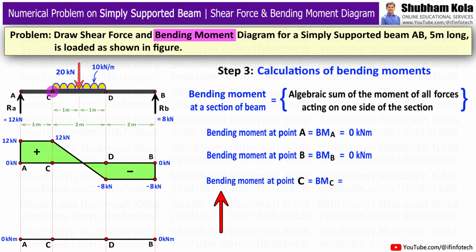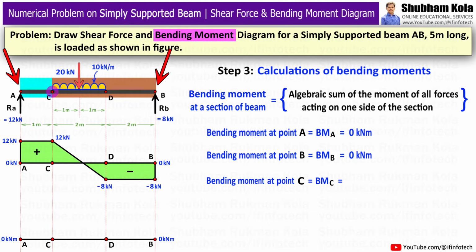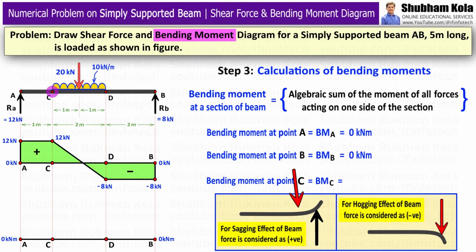So now we have to calculate bending moment at point C. Here, in case of a simply supported beam, while you are doing the calculation for bending moment at a particular point, you should always add the moment of all the forces present either from the left end of the beam or from the right end of the beam up to that particular point at which you are calculating the bending moment. And for bending moment calculation, our sign convention is: for sagging effect of the beam, the force is considered as positive, and for hogging effect of the beam, the force is considered as negative.